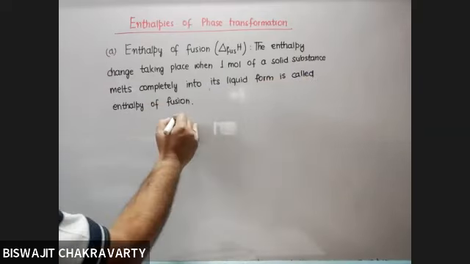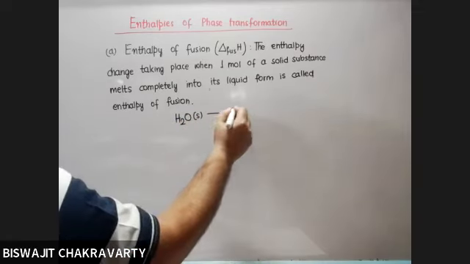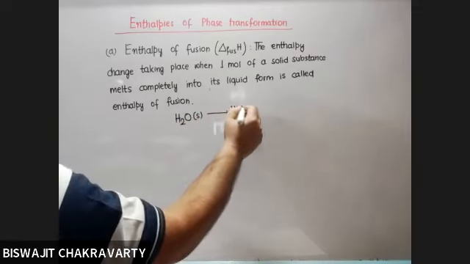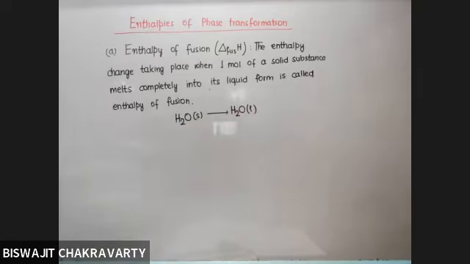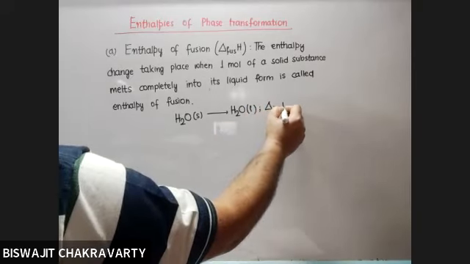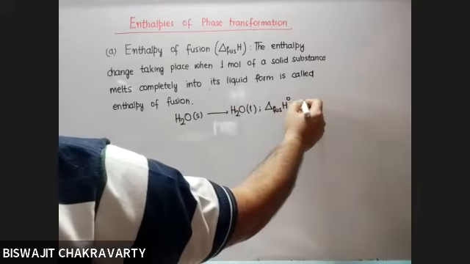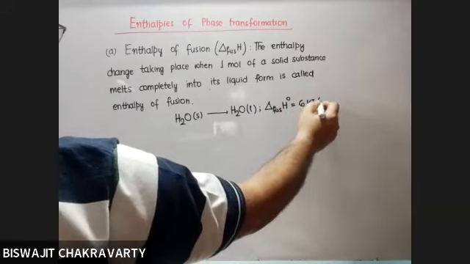So suppose we have ice, and in order to convert it from ice to liquid water, whatever amount of energy is required will be called its enthalpy of fusion. If the conditions are standard, it will be called standard enthalpy of fusion. It is nearly 6 kilojoules per mole.